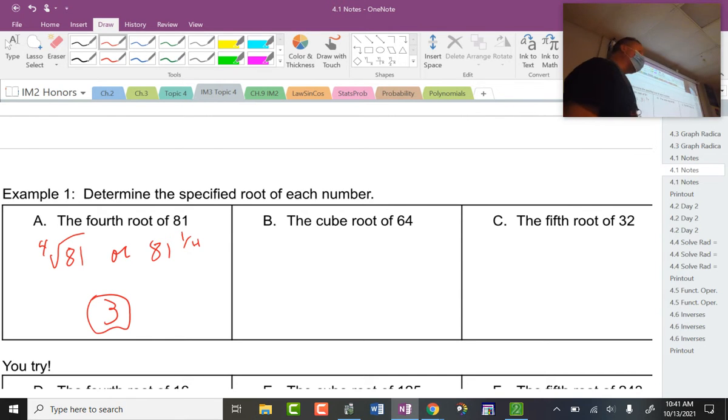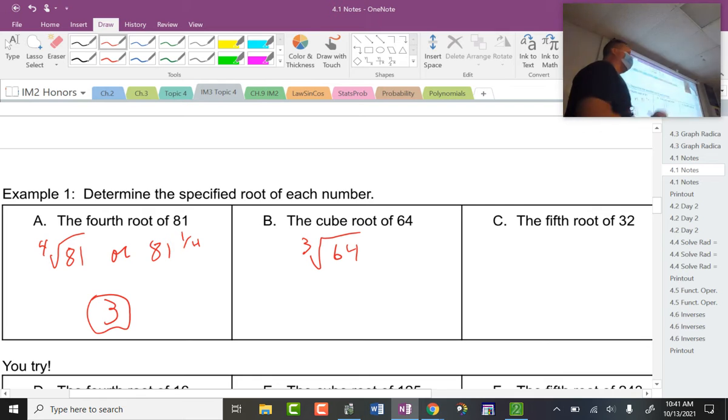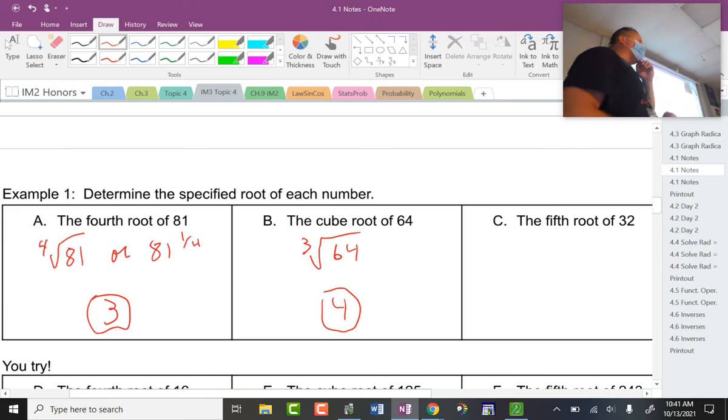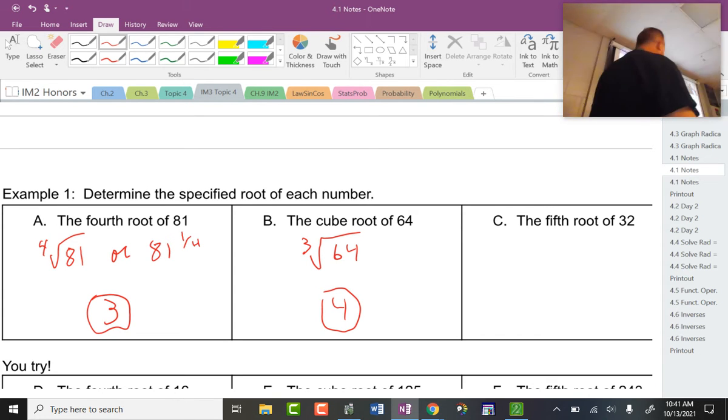And then as for the square root of 64, I asked for the cube root of 64. So the answer is not 8. What is the cube root of 64? 3, 2, 1, go. 4. And by the way, you had to know this. 64 was used quite a bit when we did sum or difference of cubes factoring way back in chapter 3, if we call it chapter 3, topic 3.